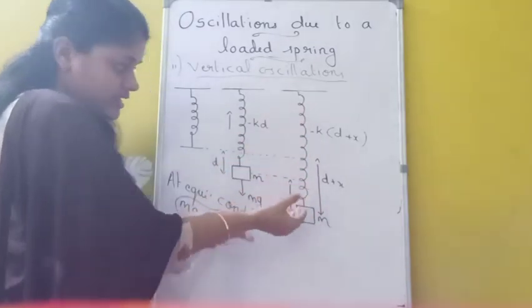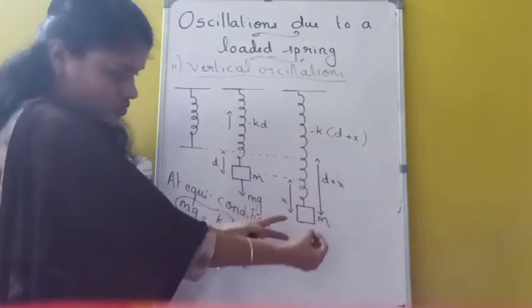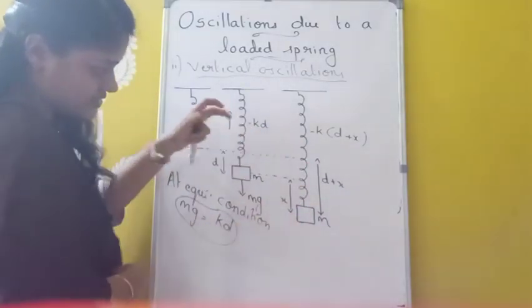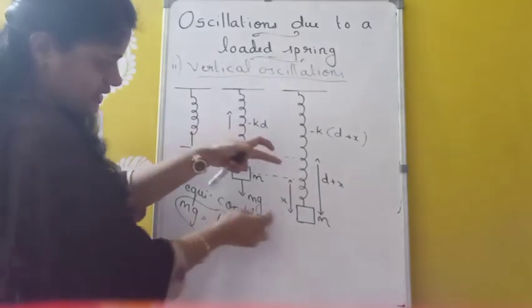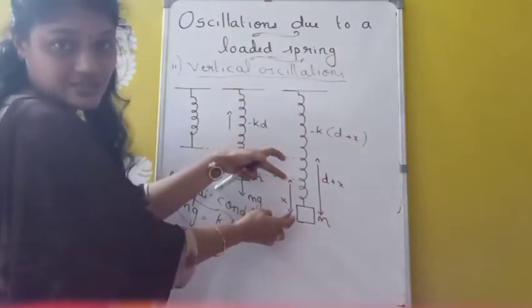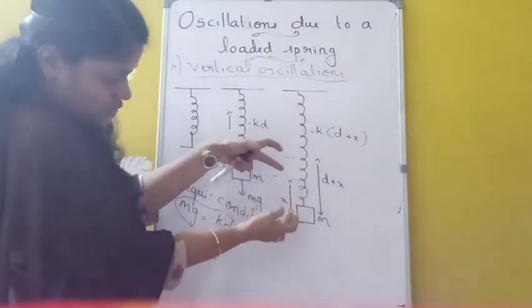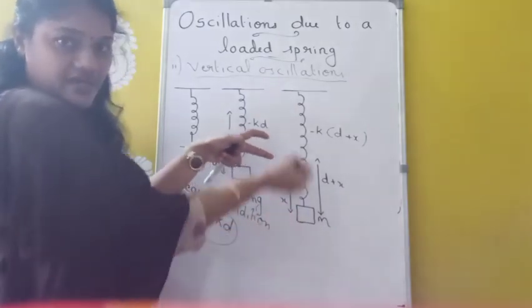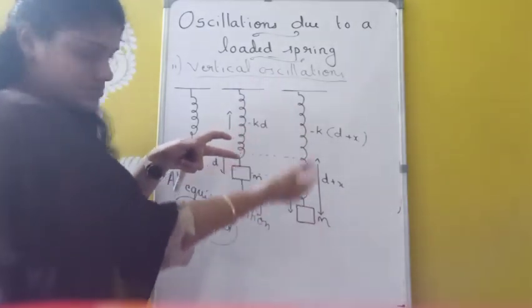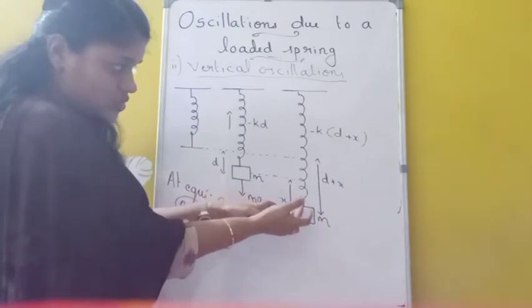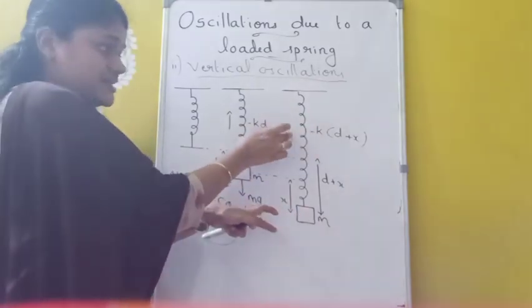So at that time, again, what will happen when we are stretching this body through a distance d? This is actually the stretching distance. The x indicates the stretching distance. That means we are stretching the spring through a distance x, and when we are releasing, it may undergo oscillatory motion. And at that time also, a restoring force will develop inside the spring.